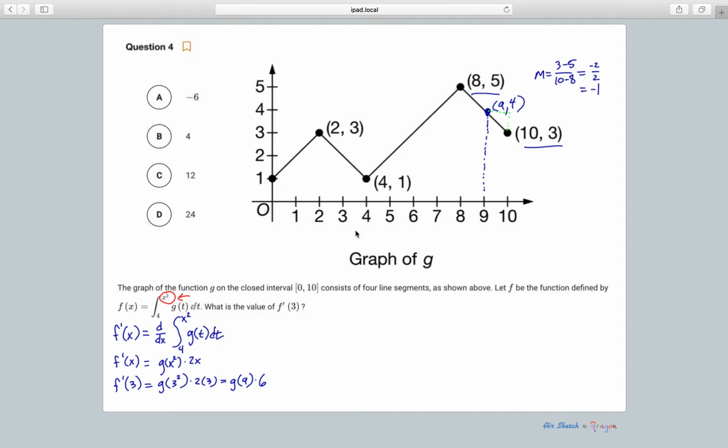So g of 9 is 4. Now to just finish this up, 4 times 6, which is 24. Answer D. Cool. Let's move on to 5.